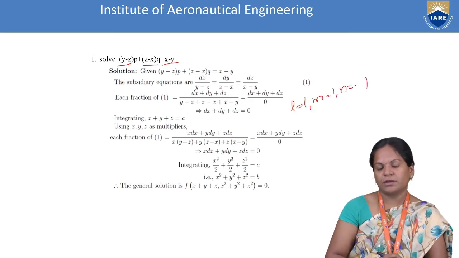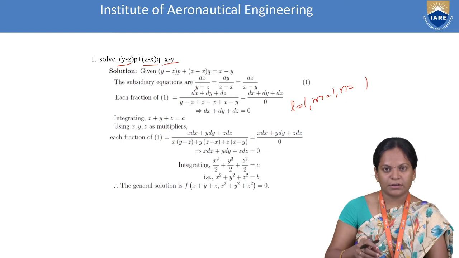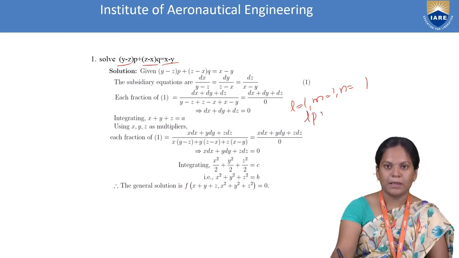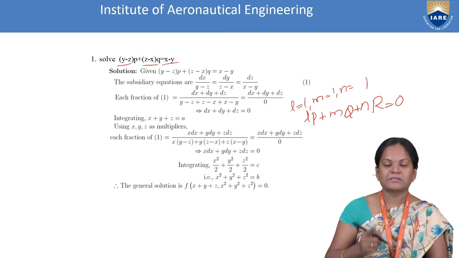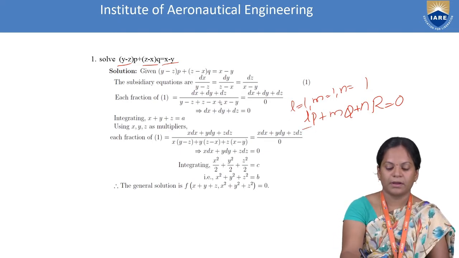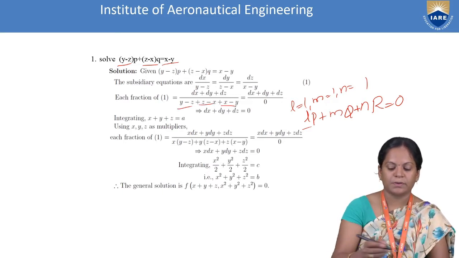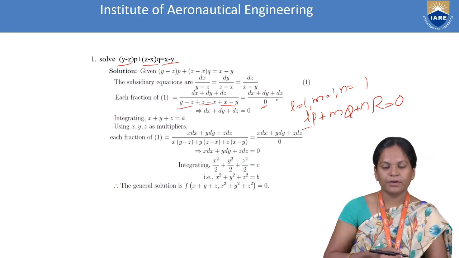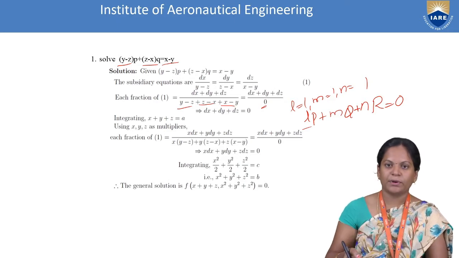So what is the condition? If I am taking L, M, N as 1s, what is the condition on L, M, N? The condition is that LP plus MQ plus NR should be equal to 0. So now we have to check whether LP plus MQ plus NR is equal to 0 or not. So L into P: L I am considering as 1, P is nothing but y minus z, plus z minus x, plus x minus y. In the numerator we got 0.